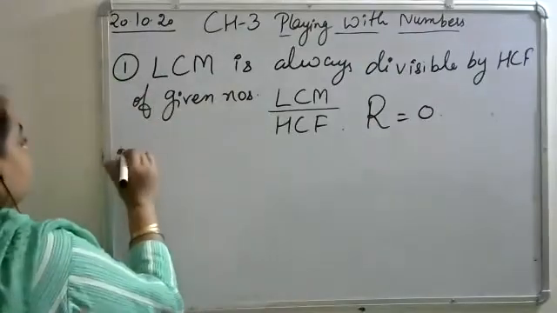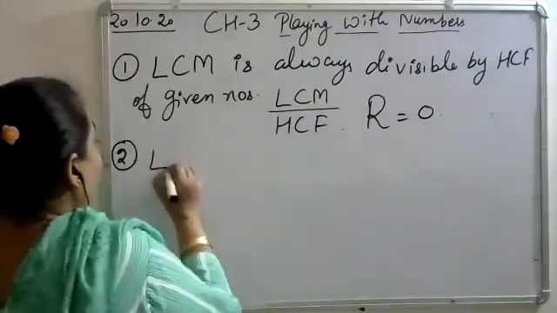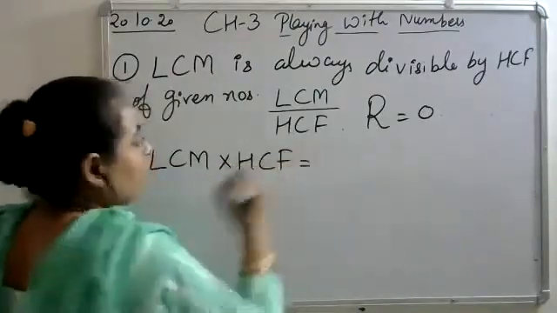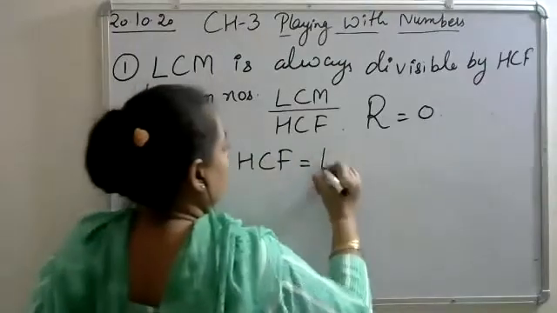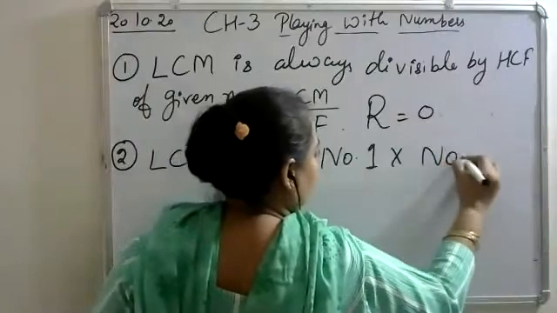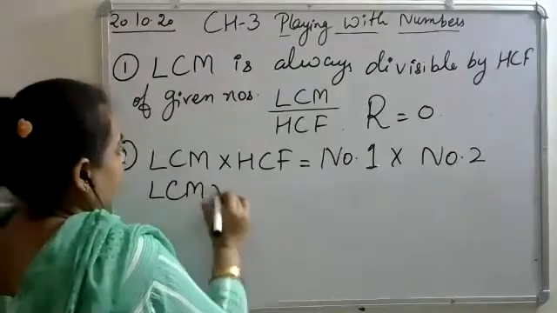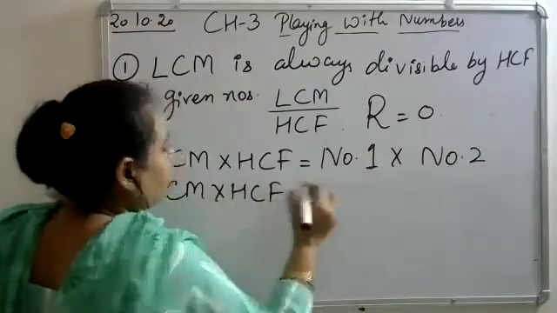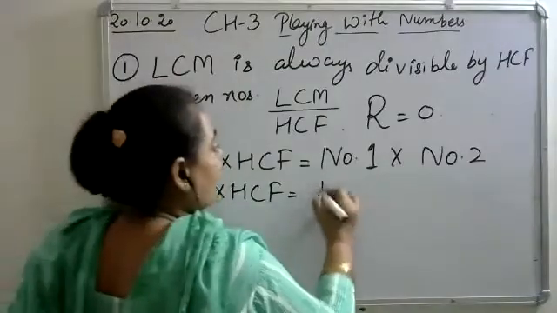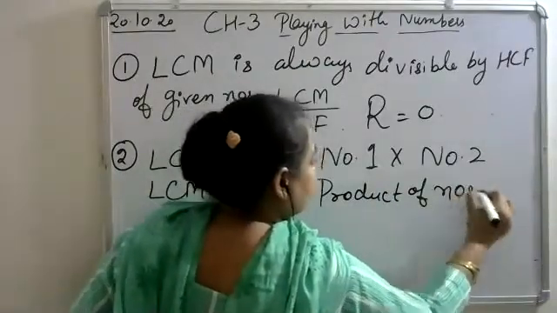Come to the second very important formula. LCM multiplied by HCF is equal to number 1 multiplied by number 2. LCM into HCF, which equals number 1 into number 2, is also called the product of numbers.